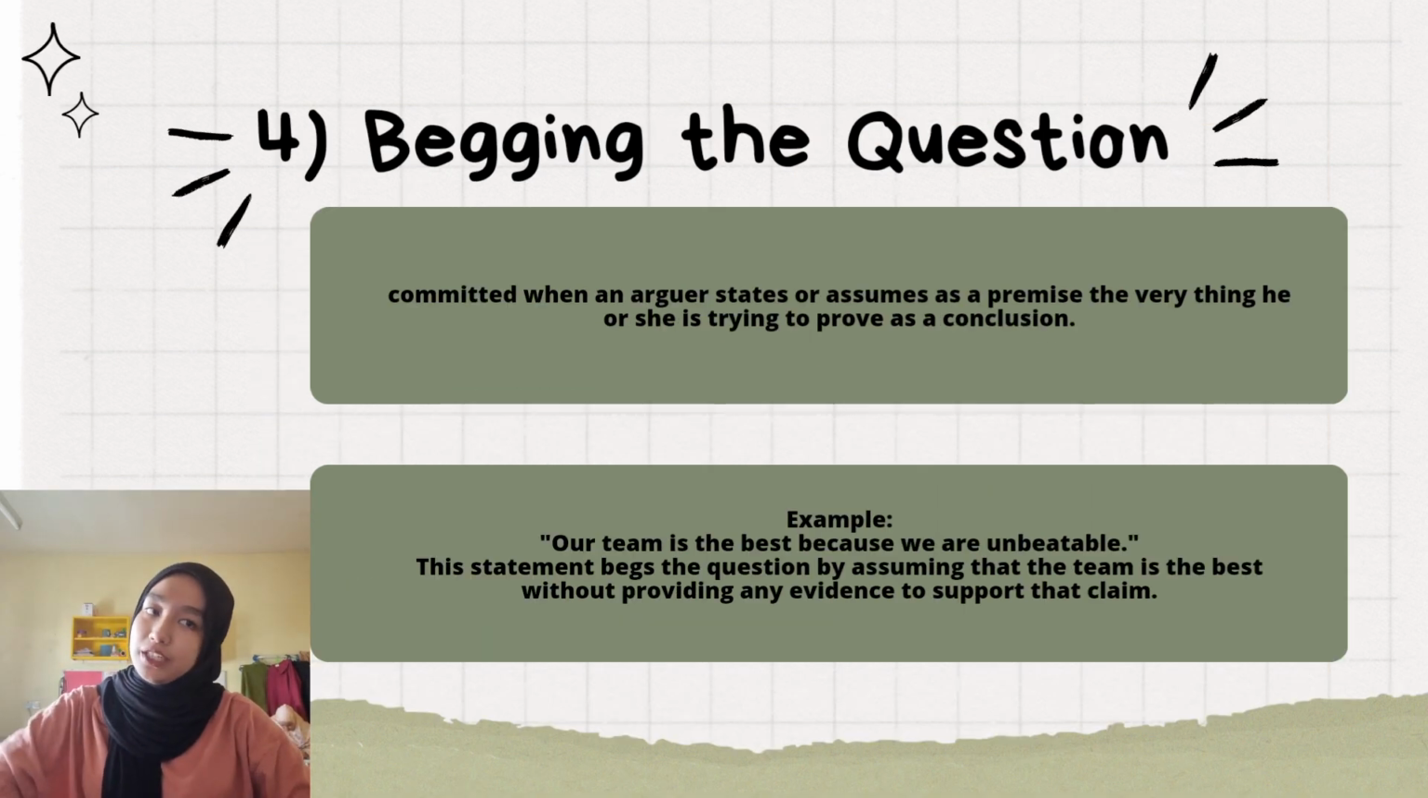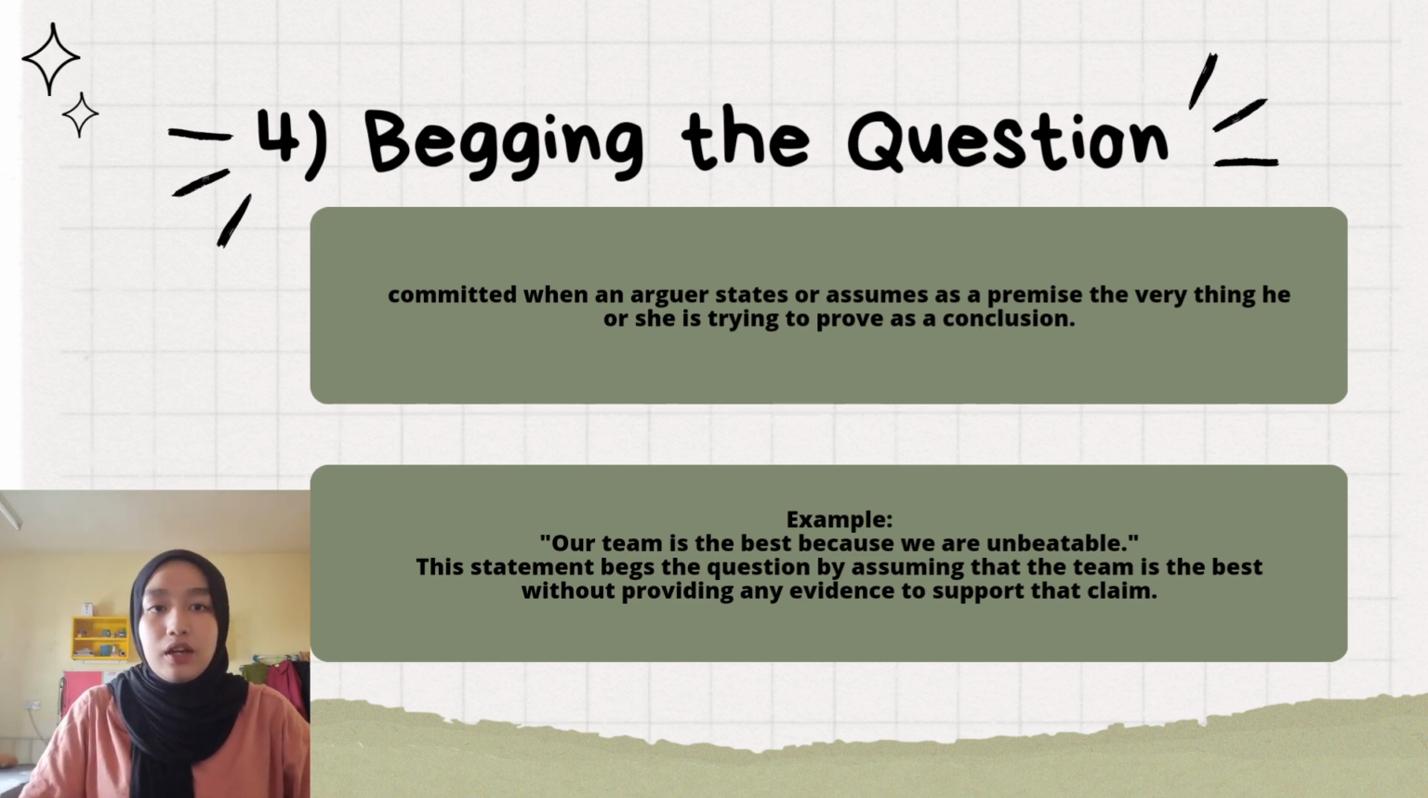Last one is begging the question. Begging the question is committed when an arguer states or assumes as a premise the very thing he or she is trying to prove as a conclusion. It creates an illusion of validity by failing to offer any substantial evidence. As you can see the example, "Our team is the best because we are unbeatable."